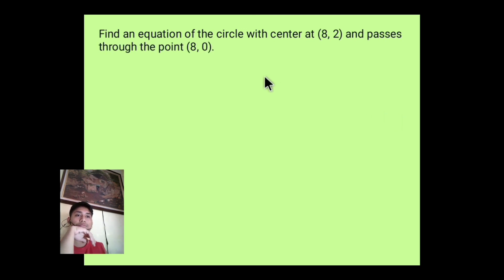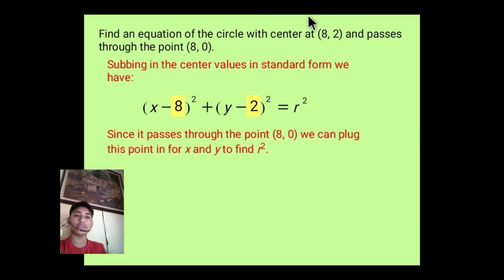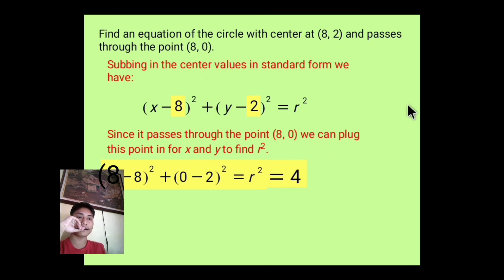Next. Find an equation of the circle with center at (8, 2) and passes through the point (8, 0). So now, that is our 8 and 2. Next, we have an exact point where the circle passes through. So we have x as 8 and 0 and y. Now we have 4. Why? 8 minus 8, right? That is 0.